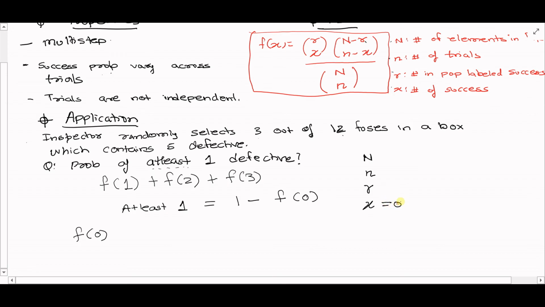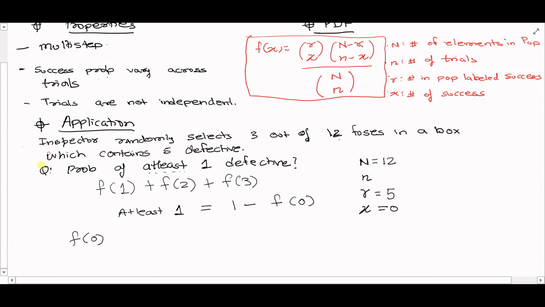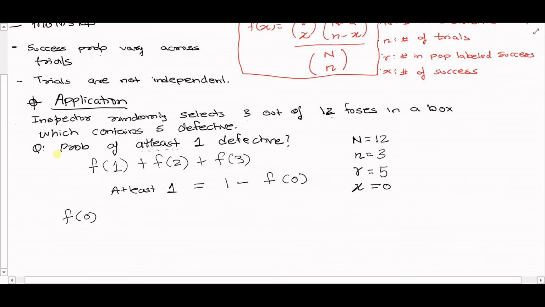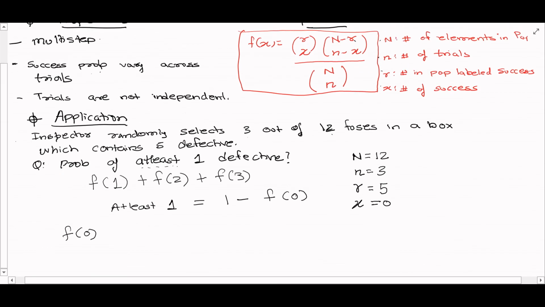So x is 0. R is the number in the population which are labeled success. So here success is labeled as defective. And so there are 5 fuses which are labeled as success, which is defective, 5 defectives. The box contains a total of 12 fuses, the total elements in the population. And then the lowercase n is the number of trials. We are going to have 3 trials. We're going to pick up 3 fuses. Once you have this in place, the rest is just plugging in all this information and doing the computation.